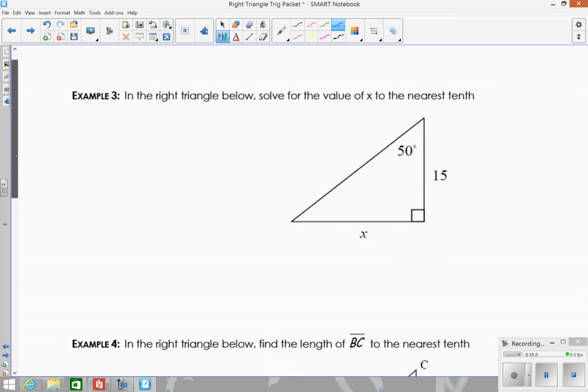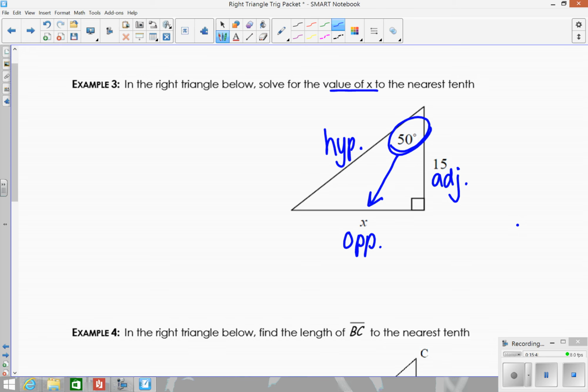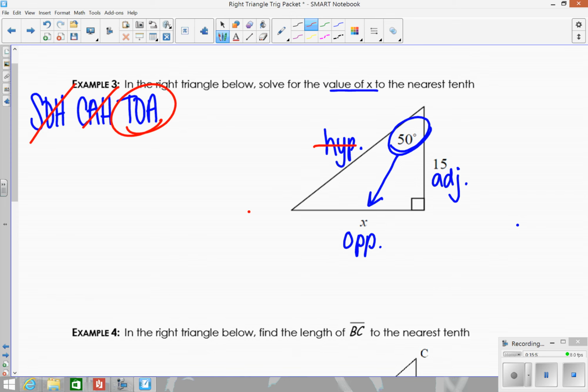So let's just do a couple more so you get the hang of it. So next page here we want to find the value of x to the nearest tenth. And again, identify, okay, here's my acute angle, opposite, draw an arrow across, there's my opposite. The adjacent's going to be the 15 because the hypotenuse is opposite that right angle. So then we think SOHCAHTOA, not using the hypotenuse again, so get rid of those. And we're going to be using tangent.